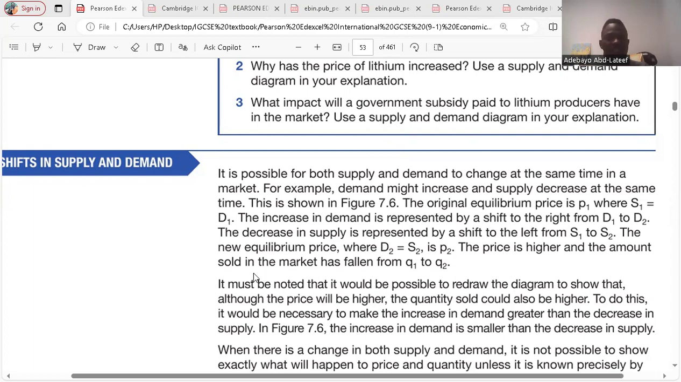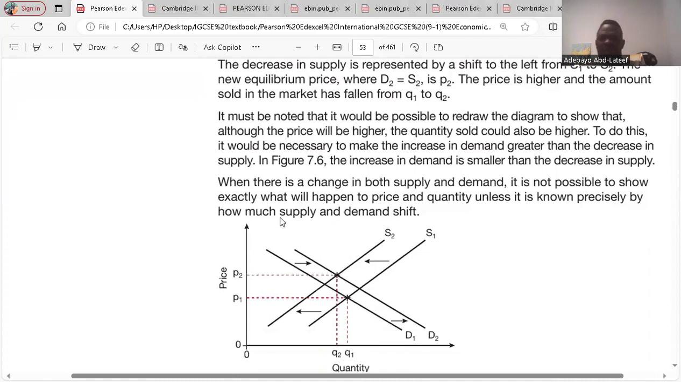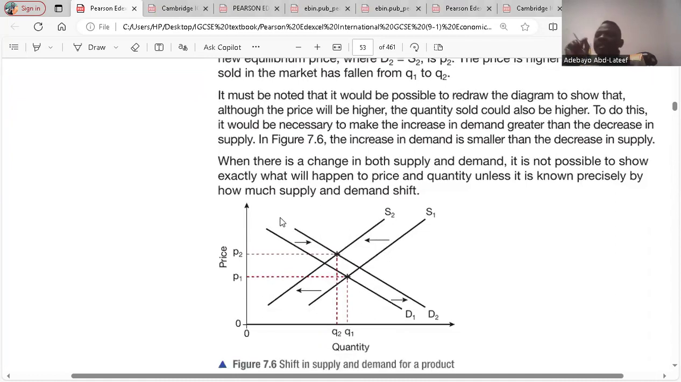So we go to shifts in supply and demand. It is possible for both supply and demand to change at the same time in the market. For example, demand might increase and supply decrease at the same time. So demand can increase while supply reduces at the same time.